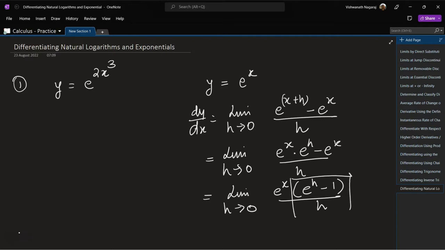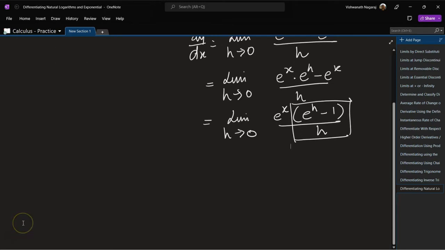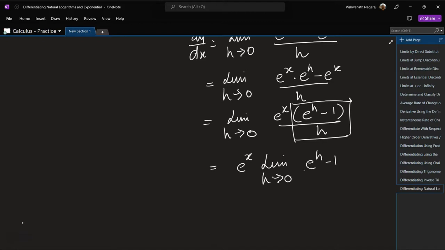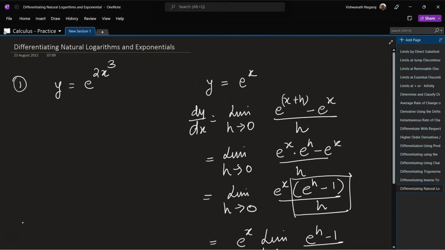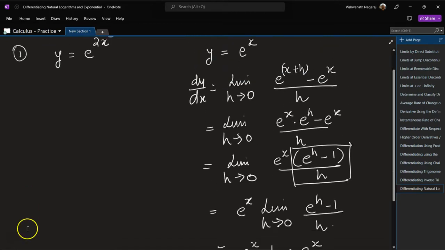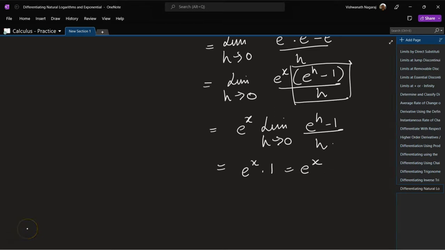Now this part, when we take the limit, what happens? e to the power of x, h is not involved in this, so we can take it out. And this becomes the limit as h approaches 0 of e to the power of h minus 1 by h. And this is nothing but 1. So e to the power of x. Which means that the derivative of e to the power of x is e to the power of x itself.